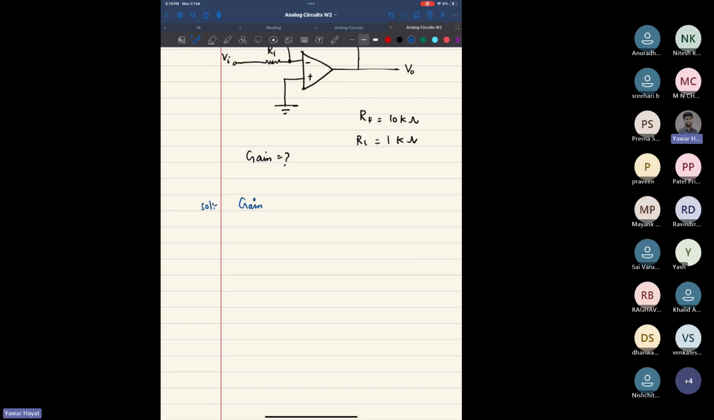Yeah, minus 10, right? The gain would be minus RF by R1, and that is minus 10 over 1. That is minus 10.